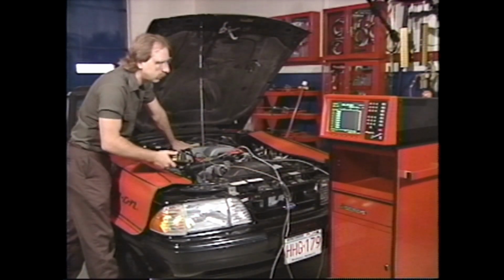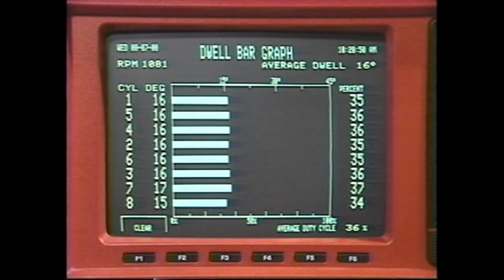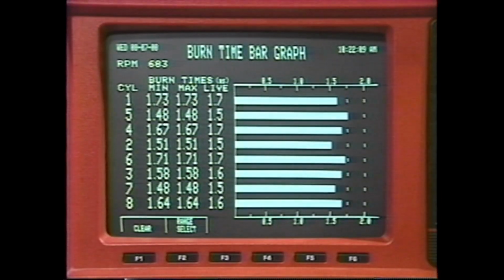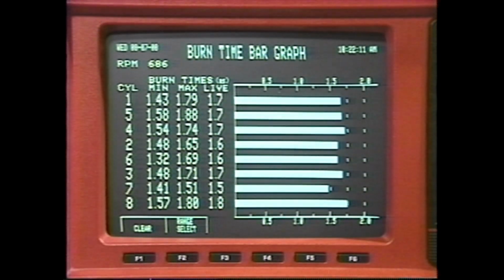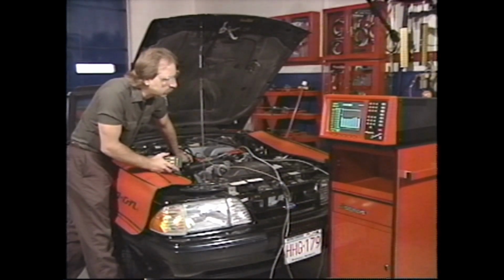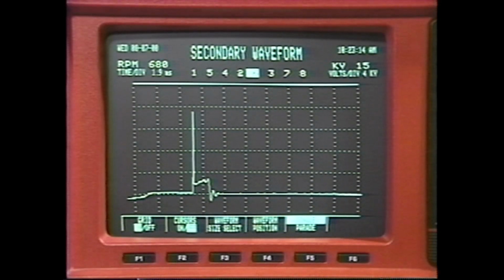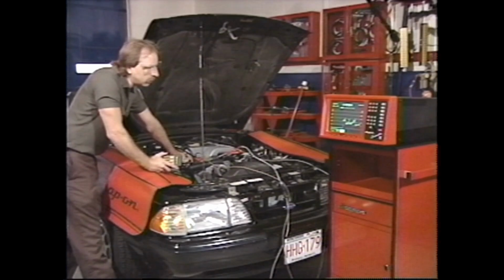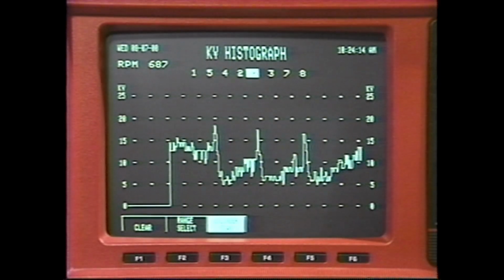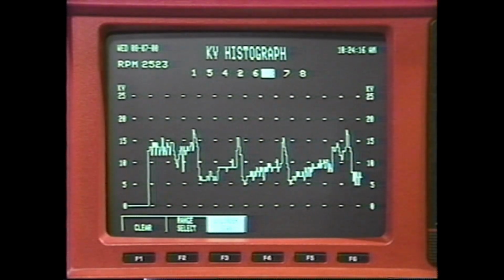Is it an ignition problem? The dwell bar graph looks normal. The primary waveform looks normal. The burn time bar graph looks normal. The kV bar graph looks normal. The secondary waveform looks normal. The kV histograph looks normal. The problem is not showing up in the ignition.